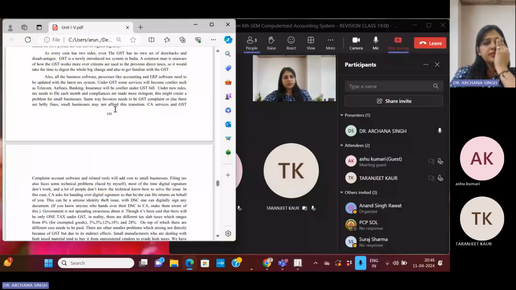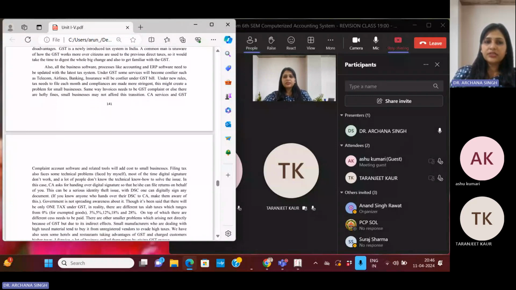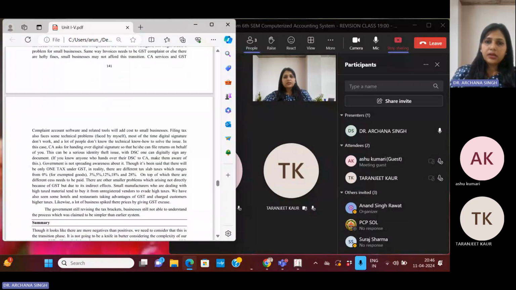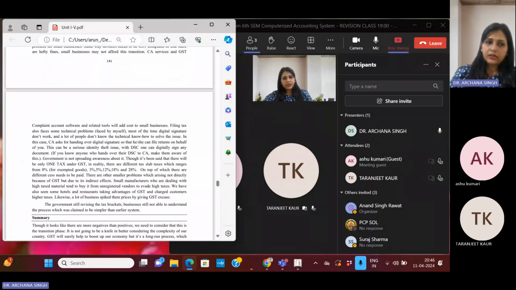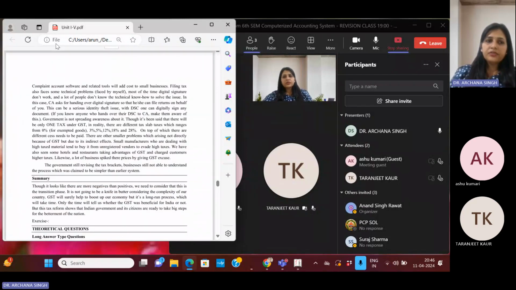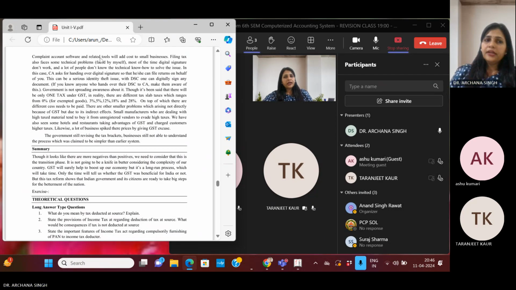Okay. Then same way, invoices need to be GST compliant, and as there is a hefty fine, small businesses may not afford the transition. So CA services are needed for calculating GST. Then filing taxes also faces some technical problems, just like most of the time digital signatures don't work. So a lot of people don't know the technical know-how to solve that problem. So in that case, he asks to hand over the digital signature so that he or she can sign digitally on any document. Okay, so government is not spreading awareness about it.